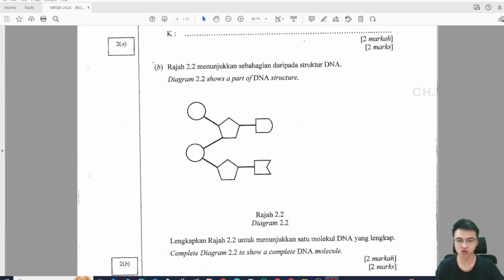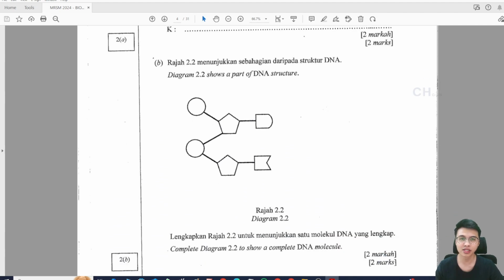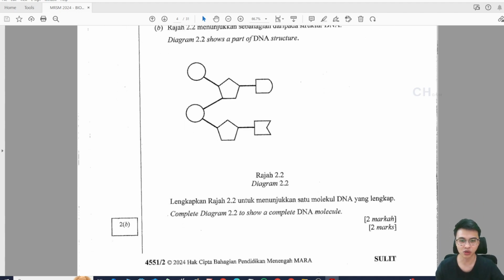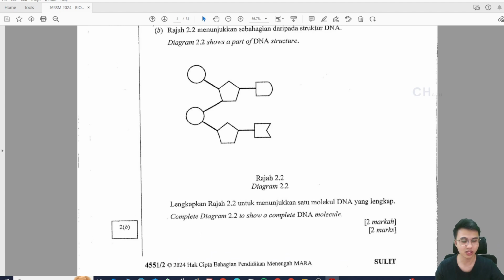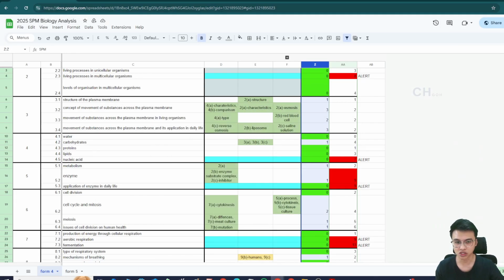Then they ask you to draw the DNA structure. Do you know how to draw the DNA structure? Remember, DNA structure is anti-parallel, which means you need to draw it facing in opposite directions. So this is the question for the DNA nucleic acid questions. Let's continue with the next one.